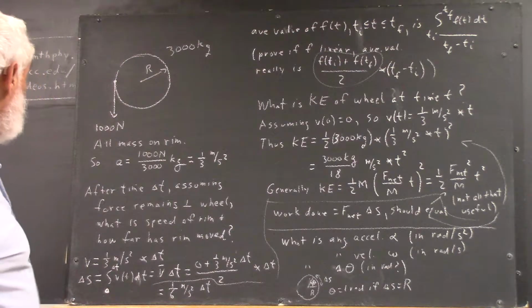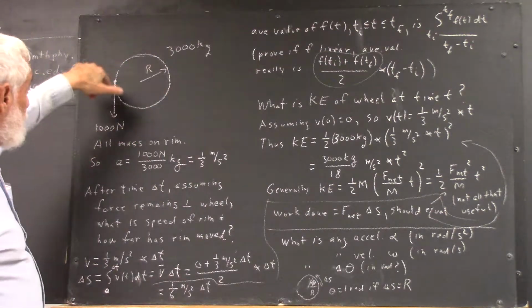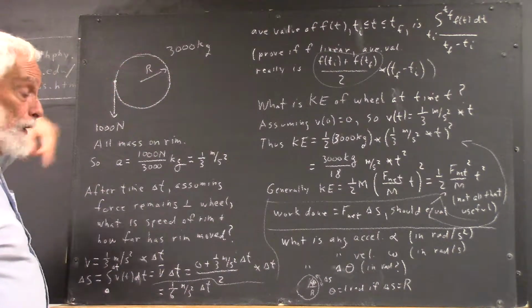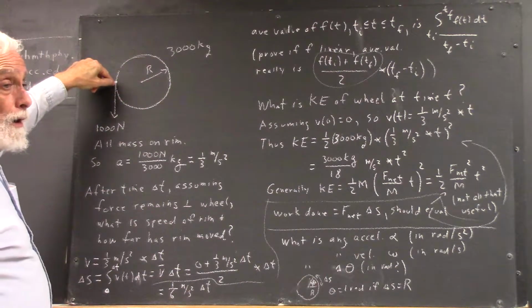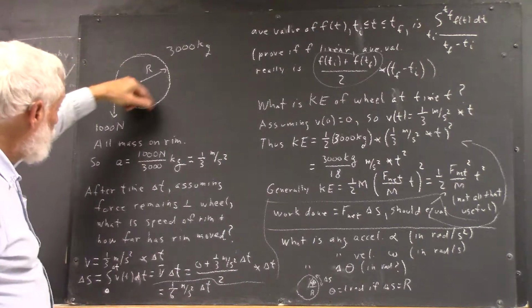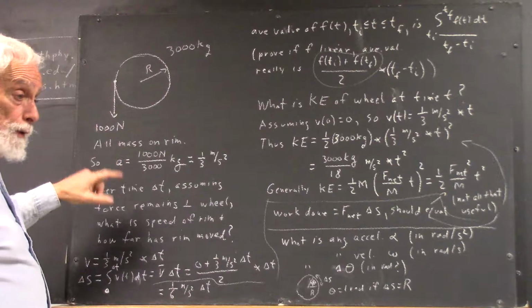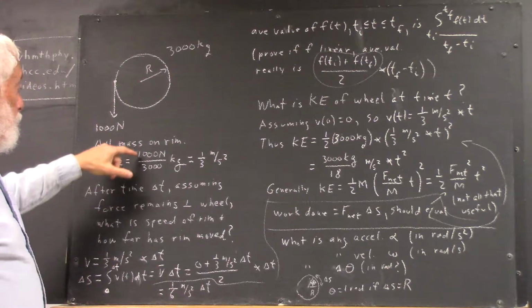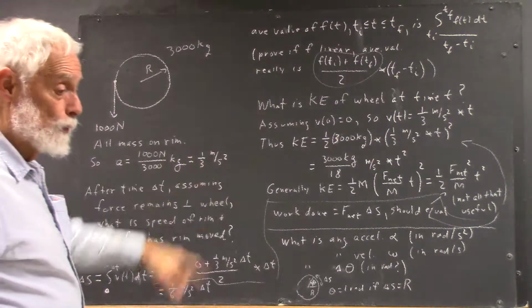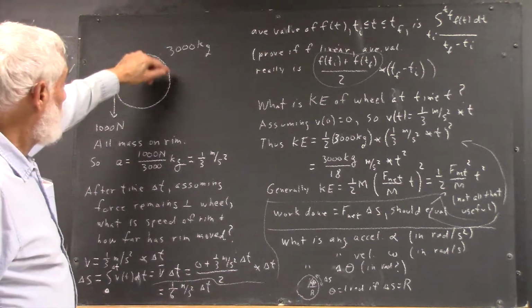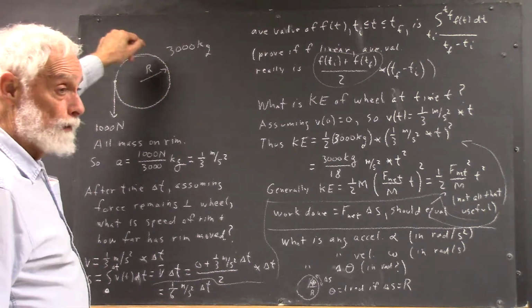It follows then that since all the mass is accelerating at the same rate and the force is exerted at the position of the mass, the acceleration, not the angular acceleration, but the acceleration, is the force divided by the mass, or 1/3 meter per second squared. That's the acceleration of a point around the arc of the wheel.